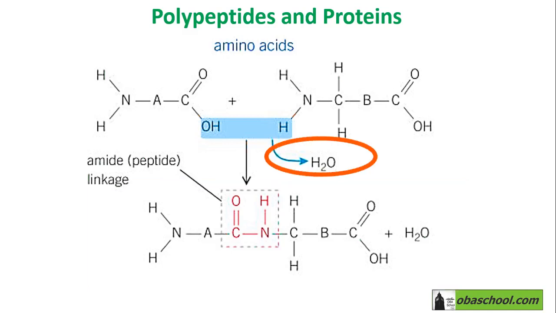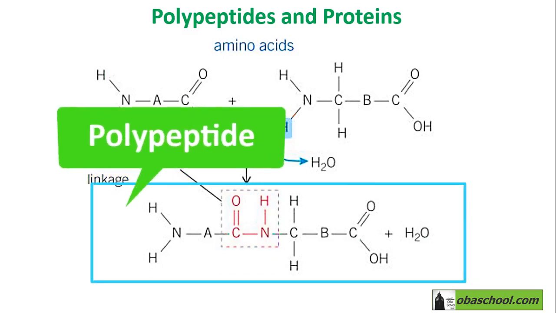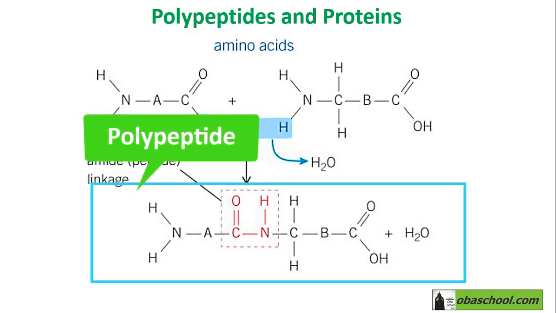Here, the OH group from the carboxylic acid functional group in the amino acid will go and attach to the hydrogen atom from the amine group in the other amino acid. The water molecule will be eliminated, and an amide linkage will be formed, which is C double bond O and N-H. This is our polypeptide. When you have repeated units of this peptide, you will have the polypeptide.